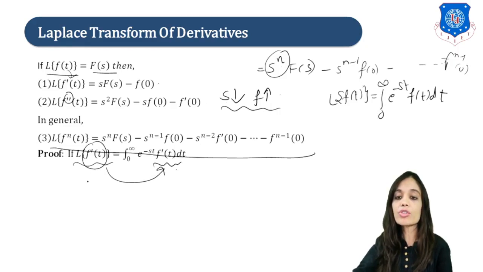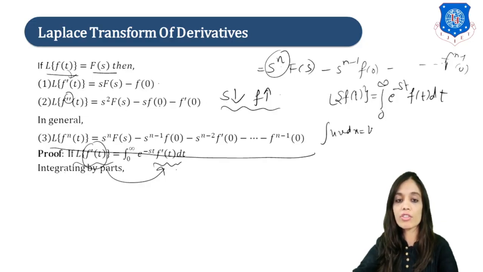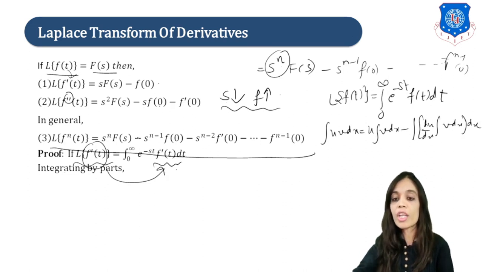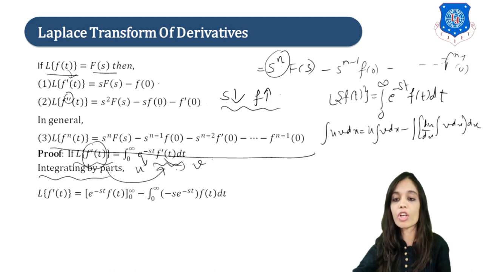Right now we will use the formula of integration by parts, that is integration of u v dx equals u integration v dx minus integration of du by dx times integration v dx, whole dx, right? So here you have to assume this as our v and this as our u and apply the formula of integration by parts. So you will get this, right? Now finally put the limits in this.